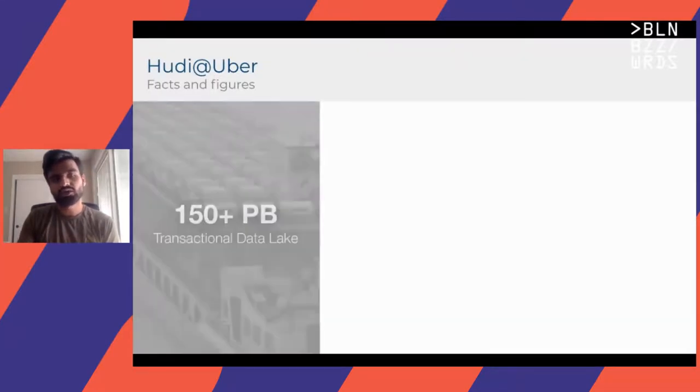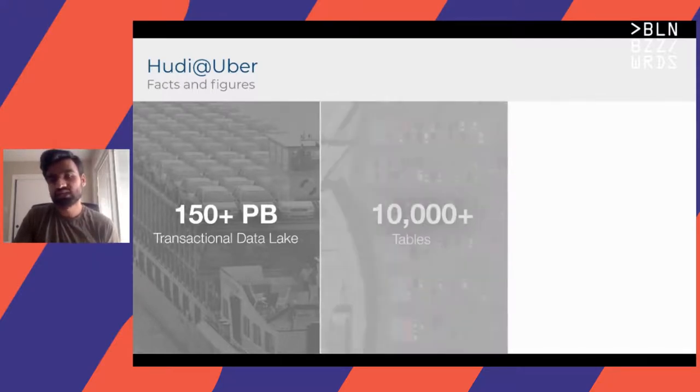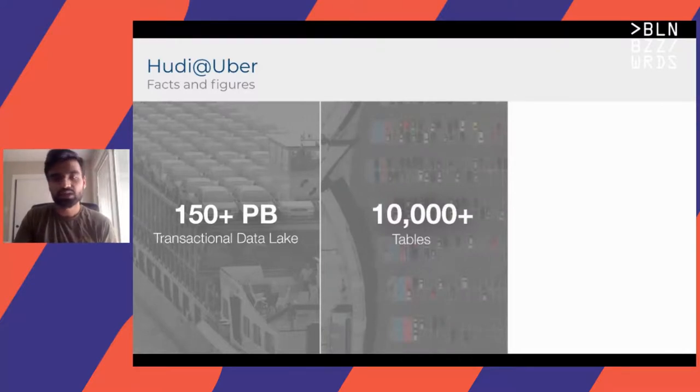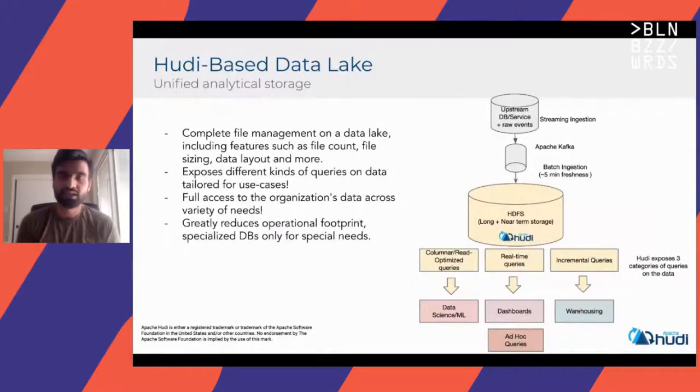So let me talk about some facts and figures about Hudi at Uber. At Uber we run a 150 plus petabyte transactional data lake, ingesting into more than 10,000 tables, writing about 500 billion plus records per day. So we have a Hudi-based data lake. It's a unified analytical storage. At Uber, it looks something like this.